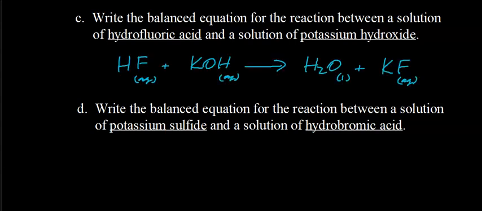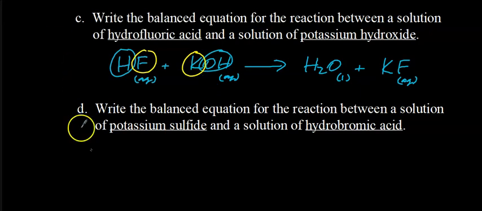So let's take a look at this. The H and the OH combine to make water. And then what's left makes our other product. Make sure to put the formula of the cation first, so that's K+, and then the anion F-. The equation's balanced. Water in this reaction is a liquid.